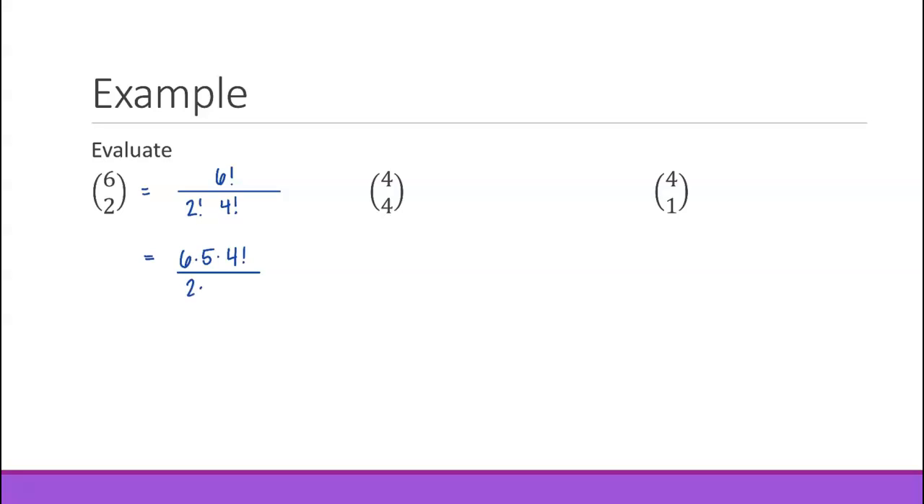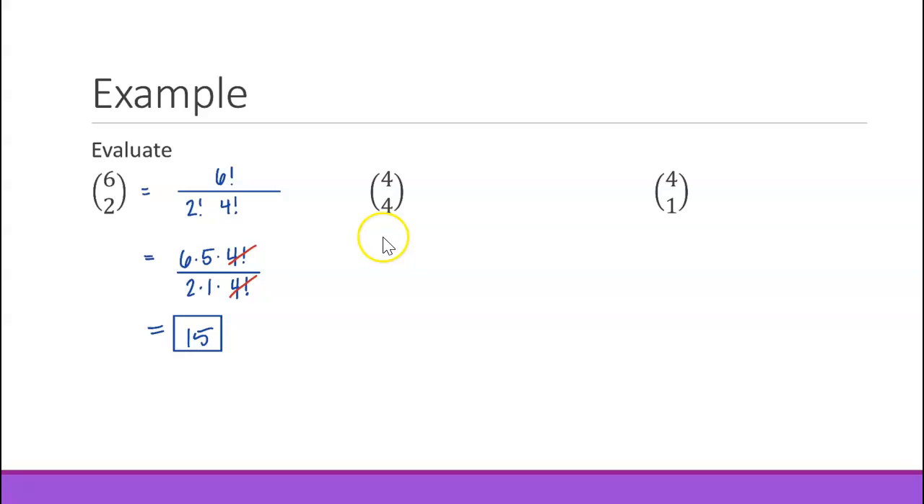On the bottom, I have 2 times 1 times 4 factorial. So the 4 factorials are going to cancel because it's just 4 times 3 times 2 times 1 on the top and on the bottom. So those are going to go ahead and cancel out. What I have left is 6 times 5 over 2 times 1, or just 30 over 2. That's going to give me 15. So all of these should be numerical answers. The binomial coefficient gives us a coefficient, which is just a number.